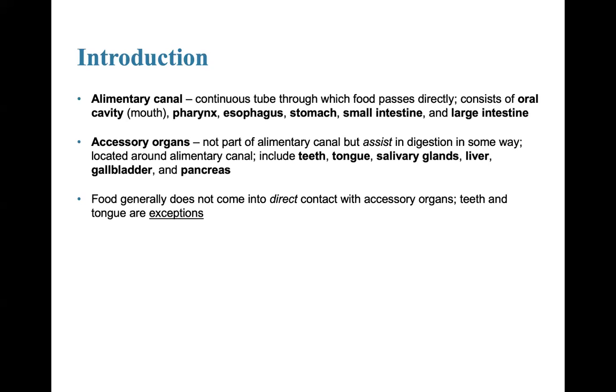Your accessory structures are not directly part of the GI tract, but they assist in digestion in some way. They are located around the alimentary canal, and these include things such as your teeth, tongue, salivary glands, liver, gallbladder, and pancreas.